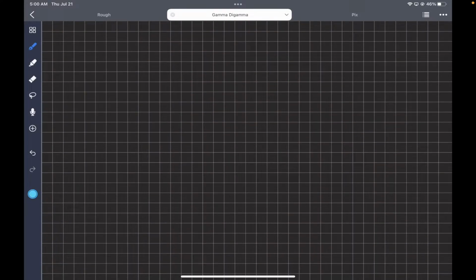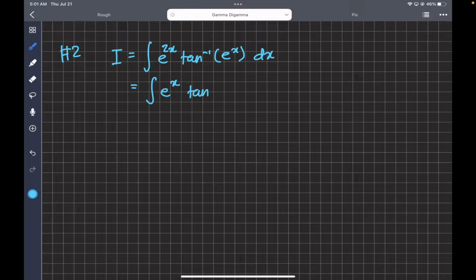Now a fresh question, question number 2, was relatively straightforward. So e to the 2x times inverse tangent of e to the x dx. We can do one quick simplification. e to the x times inverse tangent of e to the x times e to the x dx.